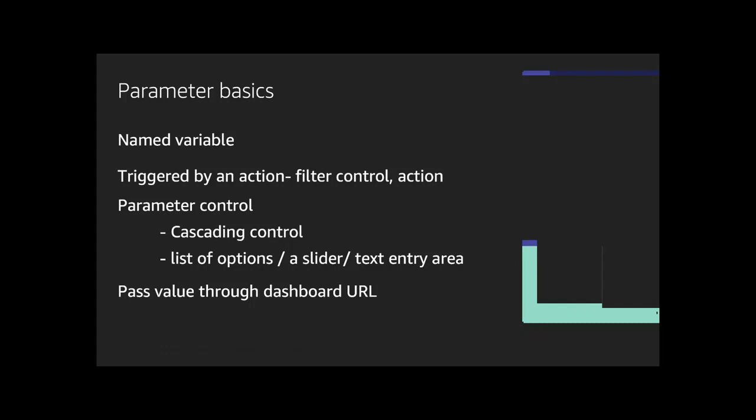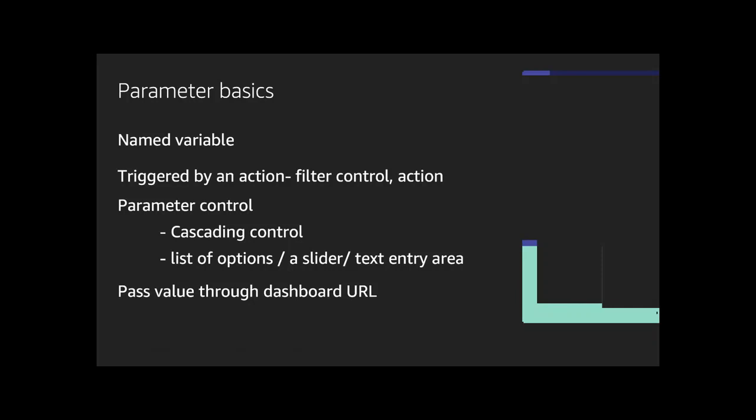So what are parameters? So parameters are named variables within Amazon QuickSight that can transfer a value for use by an action or an object. And like any other variable in any other languages, parameters can hold one of the data types here in QuickSight, which is string, number, integer, or date time.